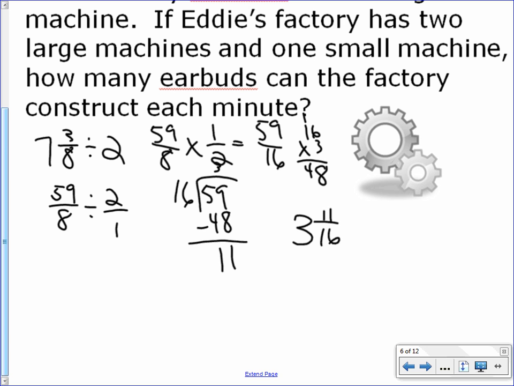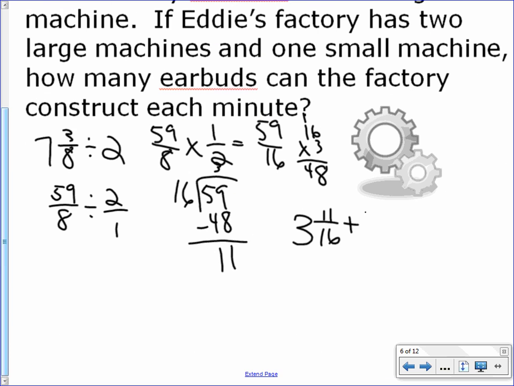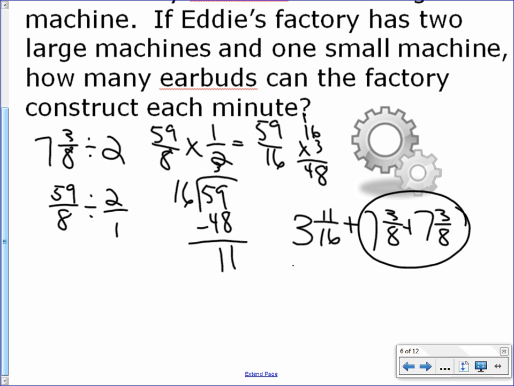All right. He has one small machine and 2 big machines, which make 7 3/8 earbuds. All right. So first I'm going to combine these two. So I have 3 and 11/16 plus 3 plus 3 is 6. 7 plus 7 is 14.